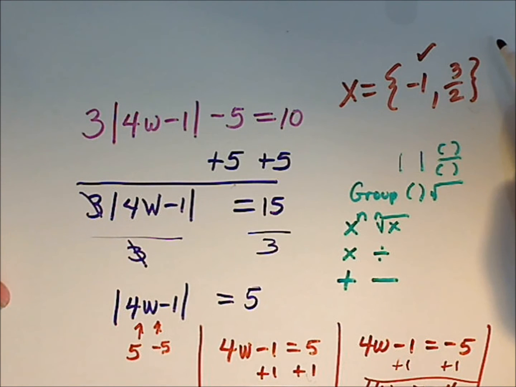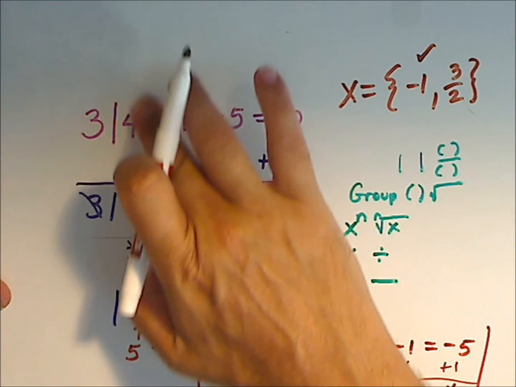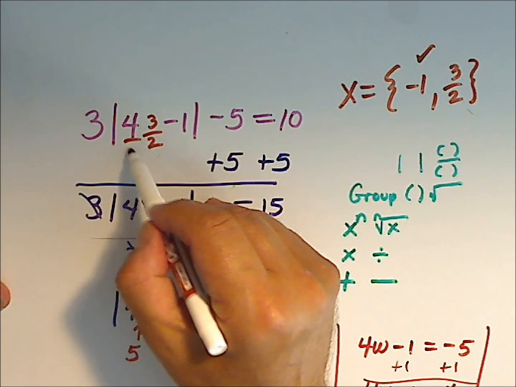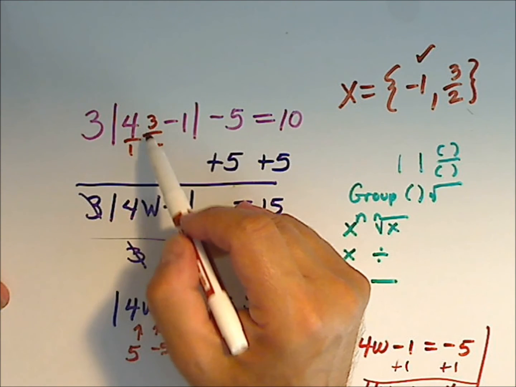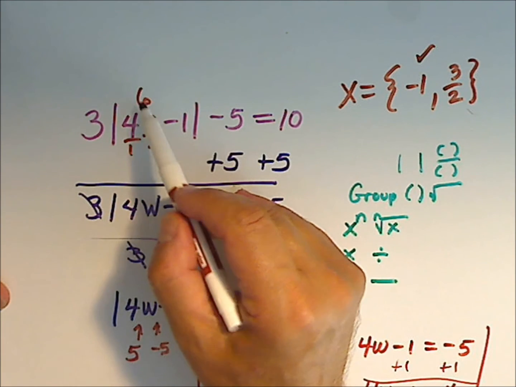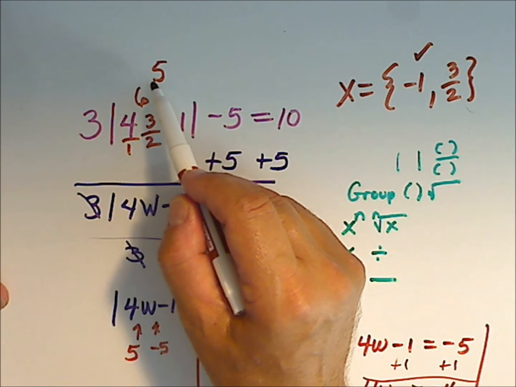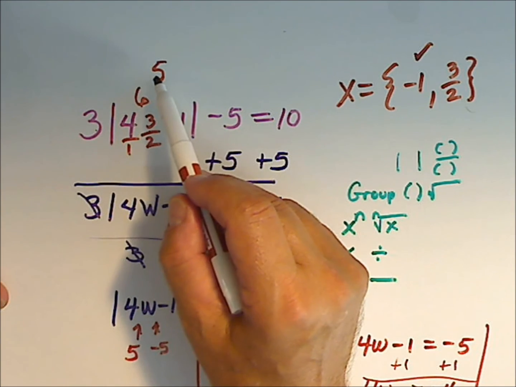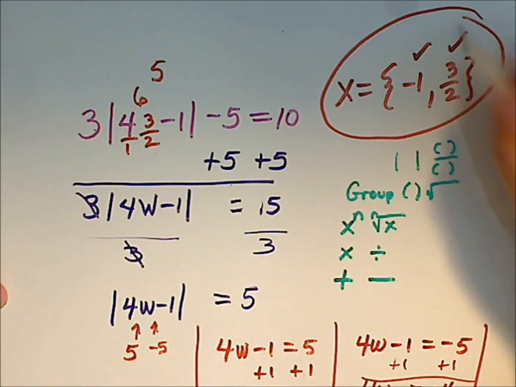We always want to test for what's known as extraneous solutions. Let's put the 3 halves in. I know it's a fraction. Don't worry about it. You can put it right in. 3 halves, and 4 is already over a 1. 4 times 3 is 12, and 12 divided by 2 is 6. 6 minus 1 is 5. The absolute value of 5 is 5. 3 times 5 is 15, minus 5 is 10. Both these solutions I have verified are working.